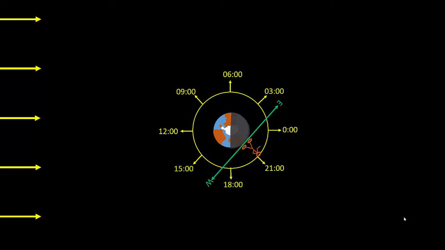Right now the person is standing on Earth at about the 2100 hour mark. This person is standing on the Earth at the 1200 hour mark. They'd be experiencing noon. And they're standing on the Earth at the 300 hour mark.